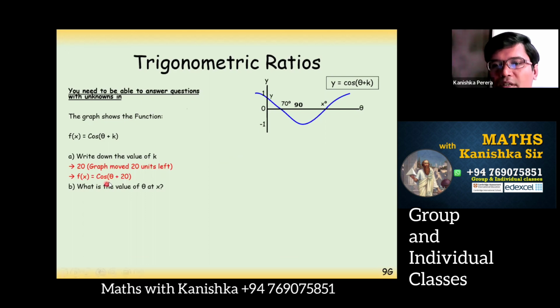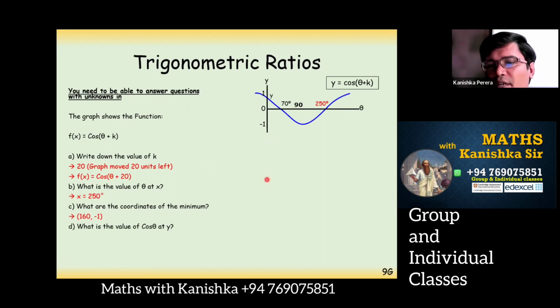The graph we can write as cos theta + 20. What is the value of theta at x? Likewise, you have to figure out the theta value. Then basically you will get 250 as the theta value, right? Likewise, for the coordinates of the minimum, we get somewhere here, and we get the minimum point. What we get there is 160, with a minus value here. Then you can find the value of cos theta at y.